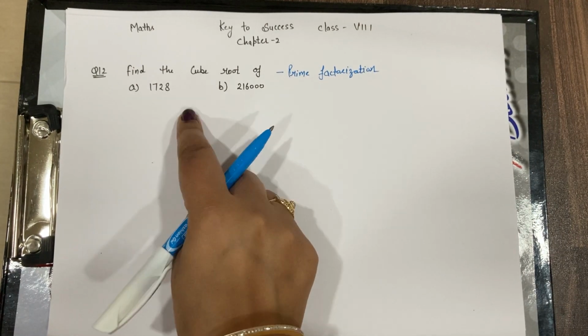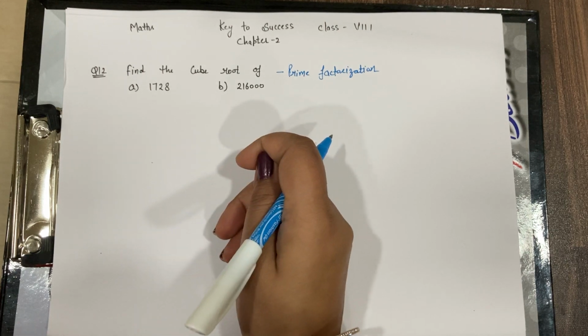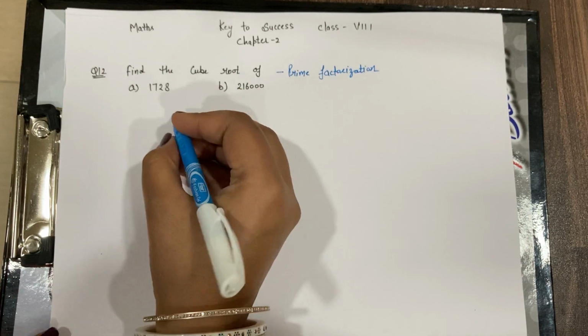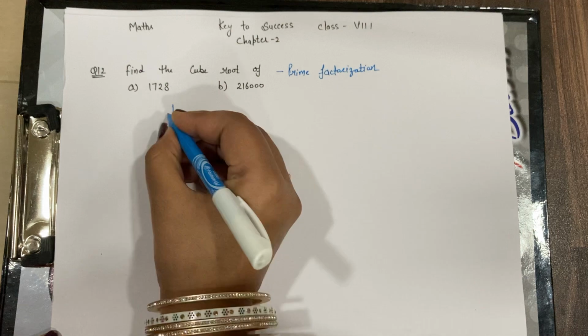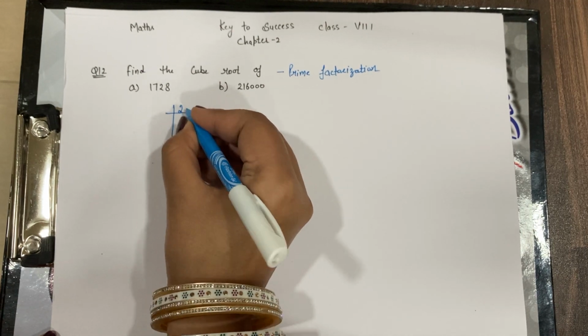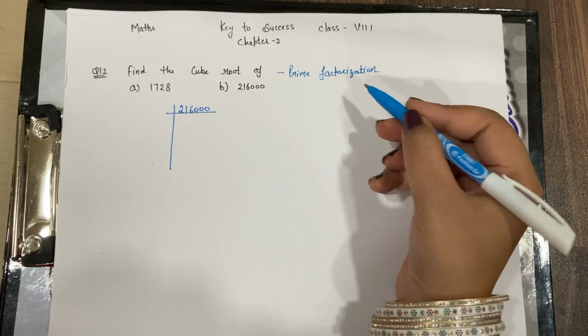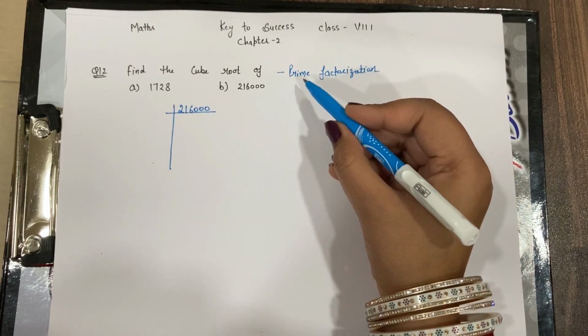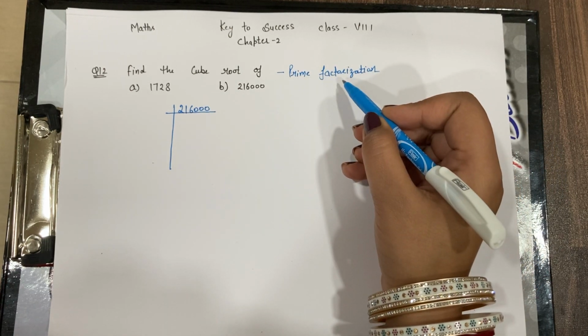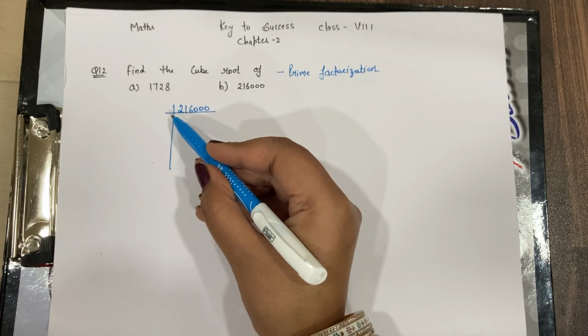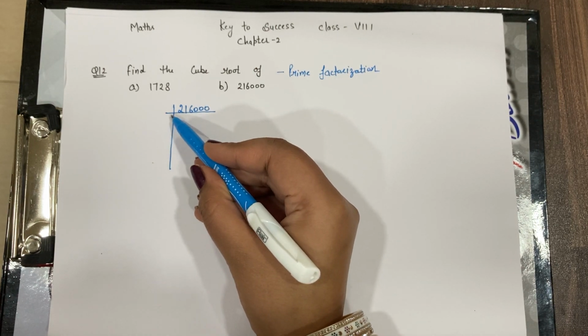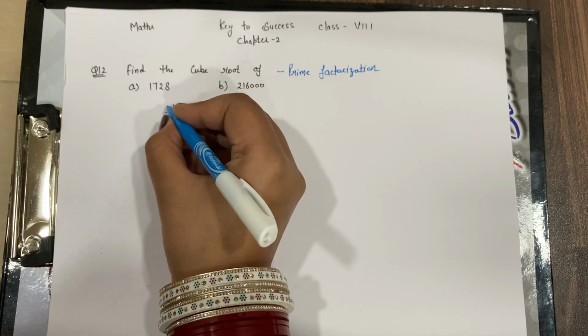We'll be doing one of these parts, the other one you can try yourself. So let us start with the second part. As the number is given, 21600. You know the rule as you have learnt. In prime factorization, we start with prime numbers only. So the smallest prime number which divides this is 2.